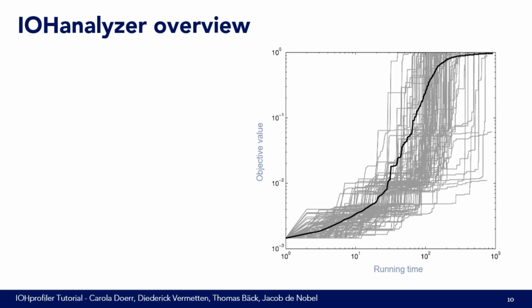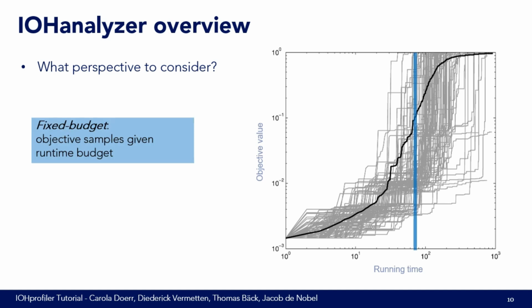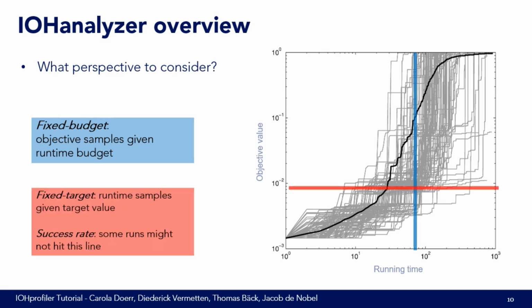The question now is if we want to aggregate this data from the many gray lines into one overall performance so that we can easily compare between different algorithms, then what kind of perspective should we consider? And how does this influence the kind of results we get? Well, one way you could go is to go with a fixed budget approach, which means that you cut at every running time and you aggregate those values together. But you can also take the orthogonal approach, where you cut at every target value.